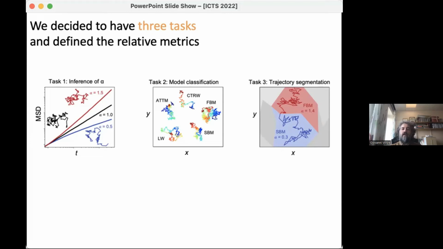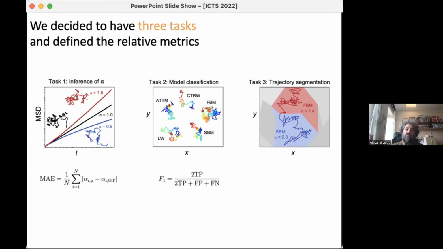So these were the 3 tasks we decided to have in our competition. And then we had to think about how to evaluate them. What we decided to do was to have an evaluation based on the mean absolute error in the case of the inference. So basically, this is a good way of evaluating how much a guess of a participant, or the prediction of a participant, differs from the ground truth.